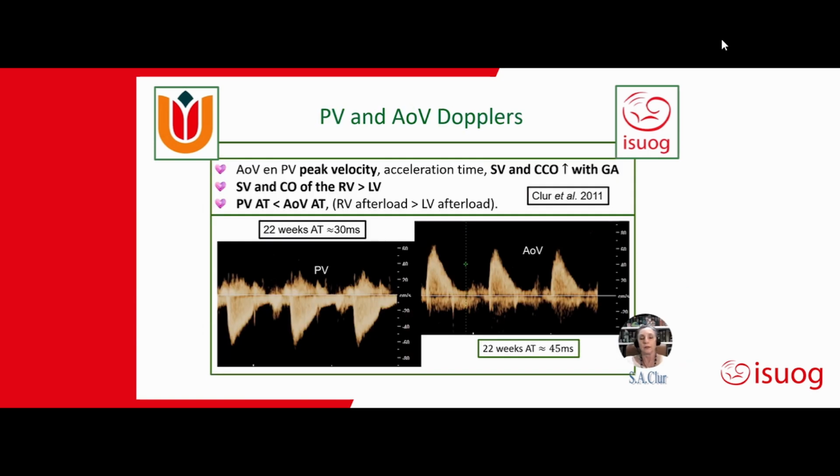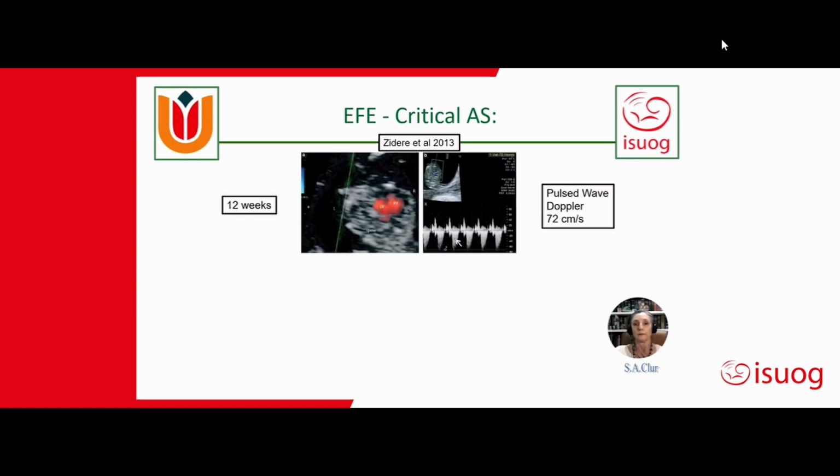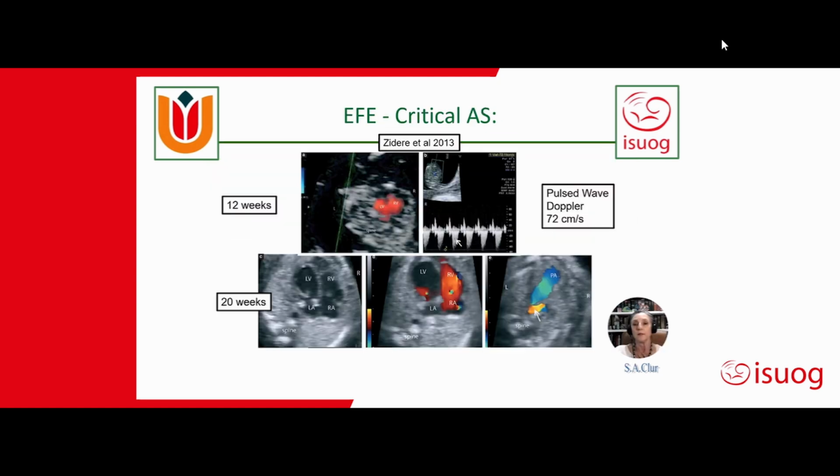The flow across the semilunar valves gives us an idea of the ventricular output. The time to peak ejection across the pulmonary valve is shorter than that across the aortic valve, and that is a reflection of the afterload of the ventricles. At 20 weeks gestation, the peak velocity across the semilunar valves is usually about 60 centimeters per second and certainly less than 100.